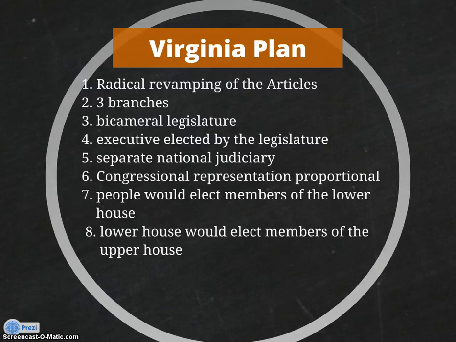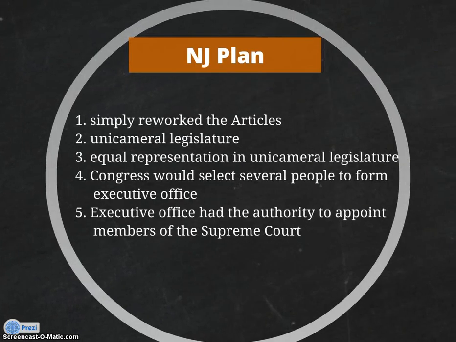A bicameral legislature, and we know that bicameral means two houses. Executives elected by the legislature, so that takes the people out of the mix. A separate national judiciary. Congressional representation would be proportional, so based on population. And the people would elect members of the lower house, but then the lower house would elect the members of the upper house.